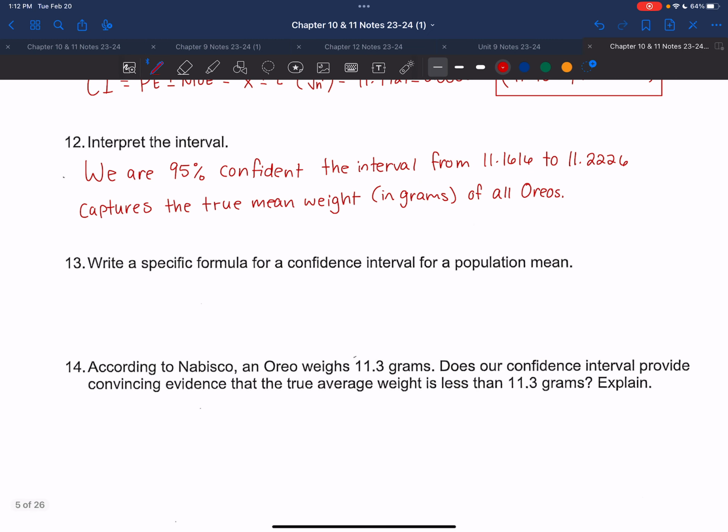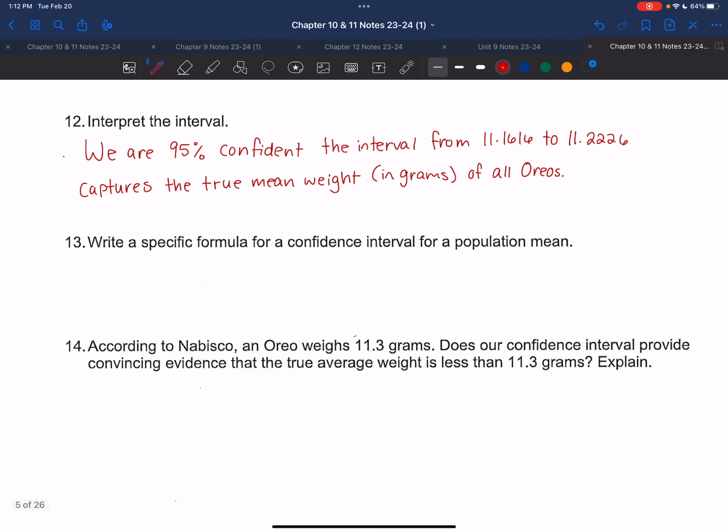And now it says write a specific formula. We already did that, but we'll just go ahead and write it again. Our confidence interval is equal to X bar plus or minus T star times SX over root N.